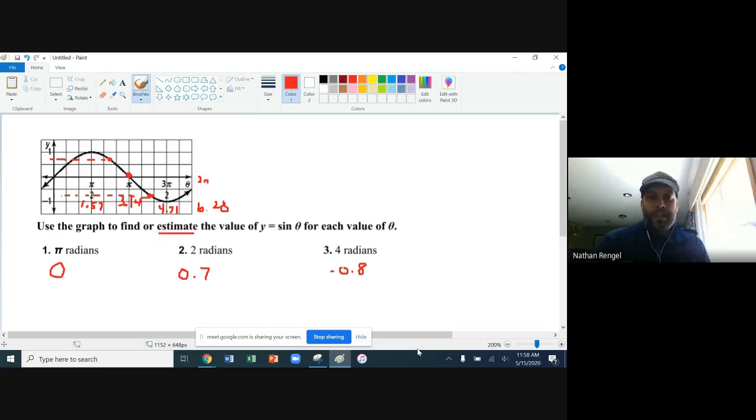You can check to see how close you are. You could make sure your calculator is in radian mode. You could do the sine of 2, sine of 4, and see how close you got.